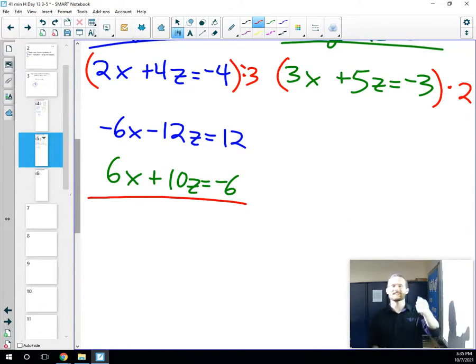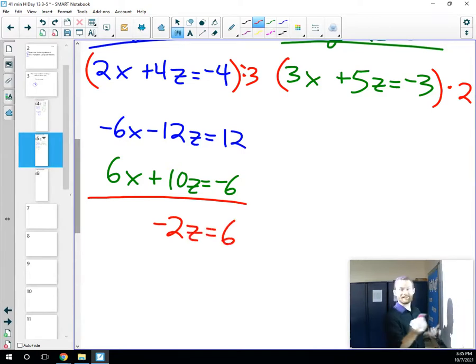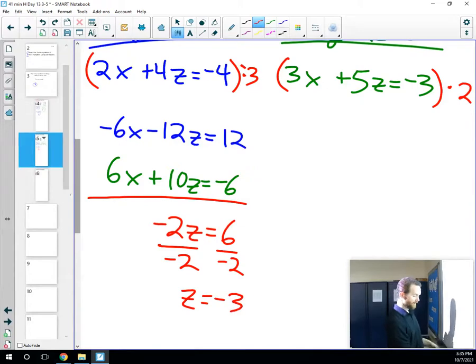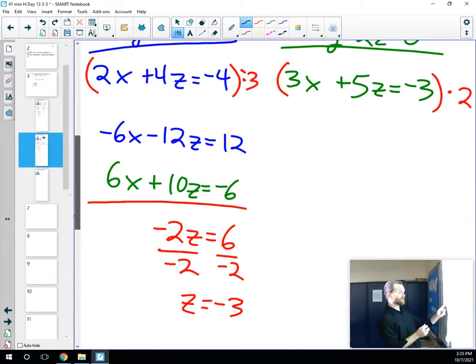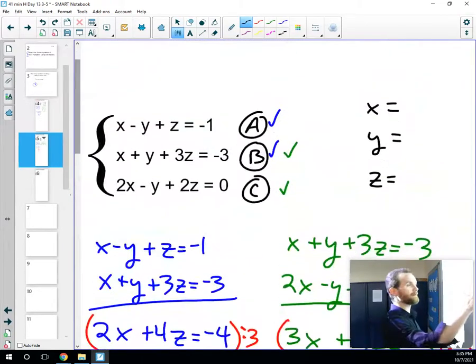Now we see a negative 6x and a positive 6x. That's what we're looking for. We want to have opposite coefficients because now they'll cancel out. The x's are eliminated. The negative 12z and the 10z becomes negative 2z equals positive 6. And now we've got one unknown. We just divide by negative 2, and we get z equals negative 3. We can take that, scroll on up, and z equals -3.